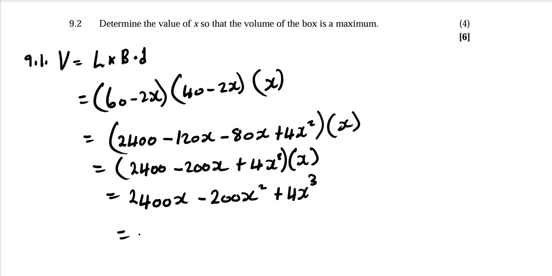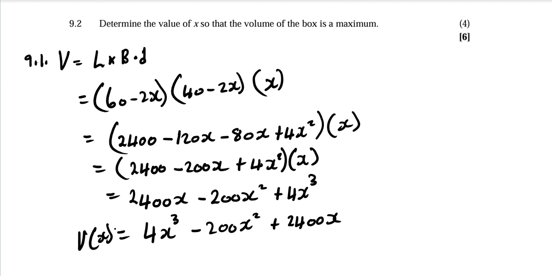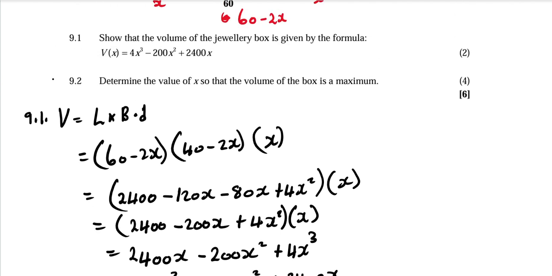Do you get me? So let's arrange it. Here we have 4x cubed minus 200x squared plus 2,400x. Do you get me? This is your V of x, your volume in terms of x. So let's check. Yeah, it is the same. We got the same answer as them.